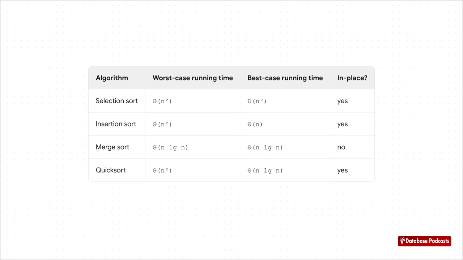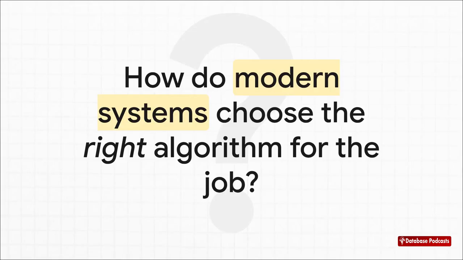It all depends. If you just need something simple, you go with selection sort. If you know your data is nearly sorted already, insertion sort is your hero. If you need guaranteed speed and you can spare some memory, merge sort is your reliable workhorse. And if you want the fastest average speed and you're willing to roll the dice on a rare worst-case scenario, quicksort is the top performer. So the right choice always depends on the situation.